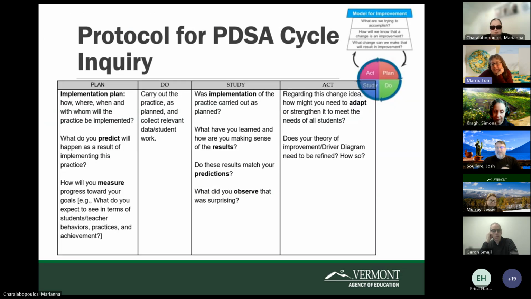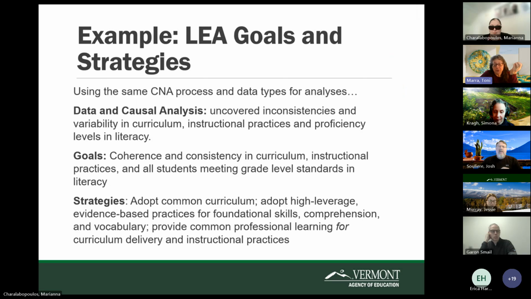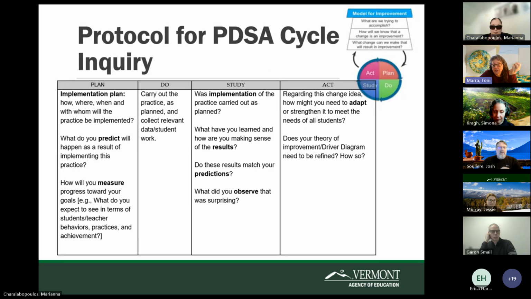As you're implementing the practices and collecting the measurement data, you can use this PDSA protocol framework to monitor progress. This image illustrates the framework for the PDSA cycle, including guiding questions to consider during each of the phases. In the plan phase, questions include how, where, when, and with whom will the practice be implemented? What do you predict will happen as a result of implementing this practice? In the do phase, you carry out the practice as intended and collect relevant data.